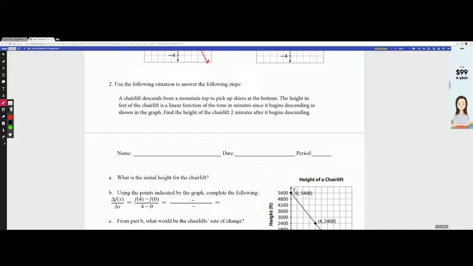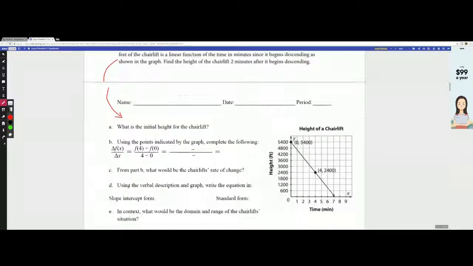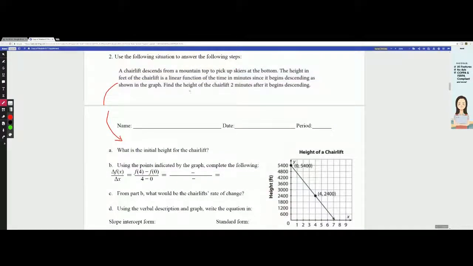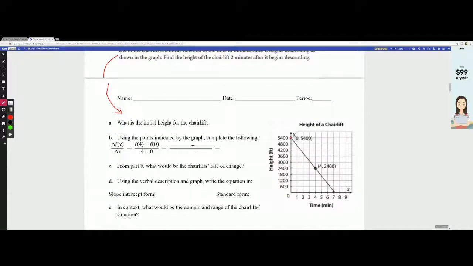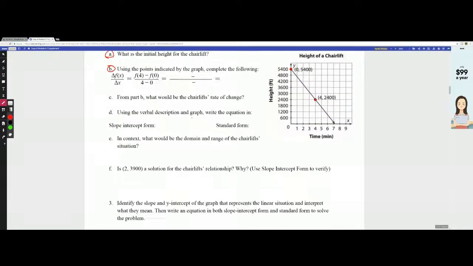Number 2, chairlift descends. I think yours made it safely onto the other paper, okay? So just notice that that part is meant for the part down here. It's talking about a chairlift. So notice, for example, they already give you the graph. You start here, they give you a coordinate here, which you could totally use for this part. They're asking you for part A, what's the initial height, just like with Andrew's situation. They're asking you for the rate of change, which is part B. So that's something to acknowledge.